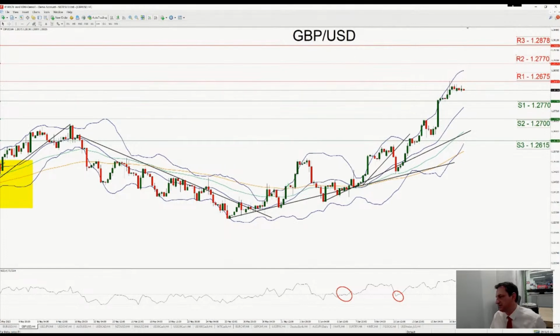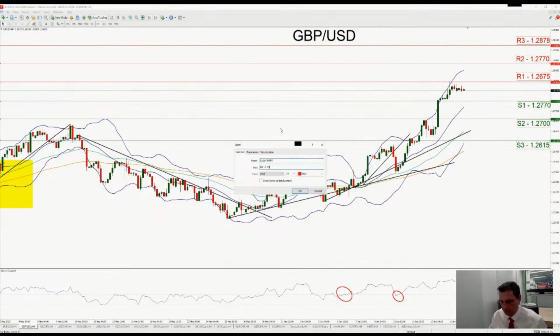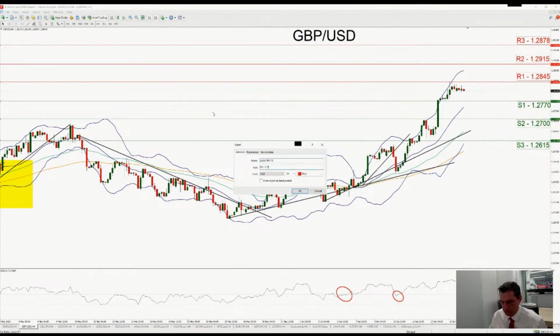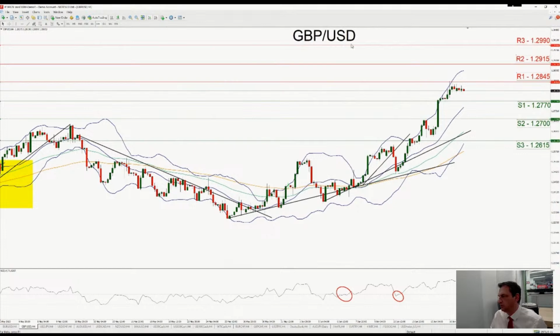First resistance line to be placed at 1.2845. 1.2915. 1.2990. Resistance and support levels have been set. Let's talk direction.